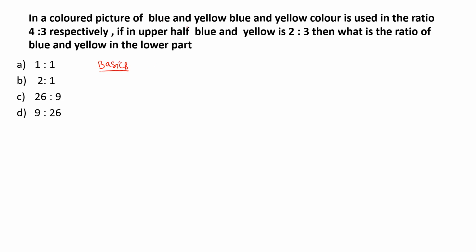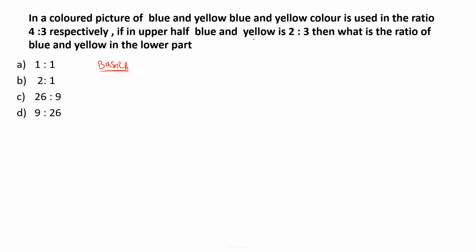Just read the question and understand what we are given and what we need to find out. There is a colored picture of blue and yellow. There were only two colors, namely blue and yellow, which are used in that picture. The total amount of blue and yellow which was used in that picture was 4:3. But in the upper half of that picture, the ratio of the blue and yellow was 2:3, and we need to find the respective ratio of blue and yellow in the lower part.